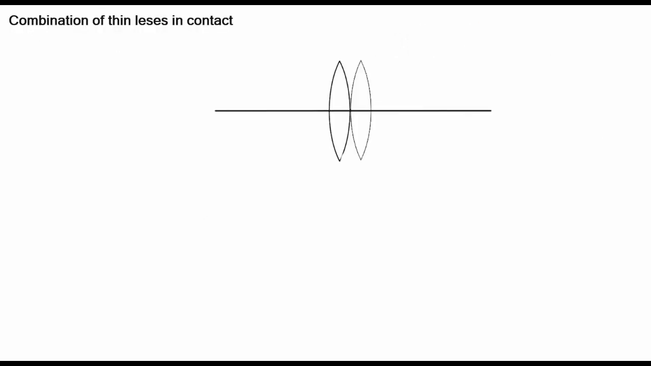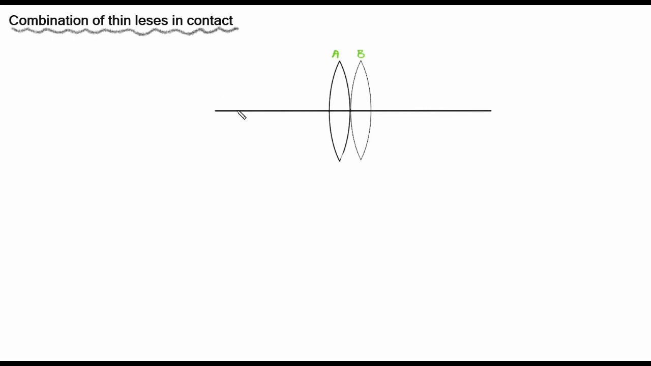Let's discuss the combination of thin lenses in contact. This question can be asked for 3 marks. They'll ask you for obtaining the focal length or equivalent focal length or equivalent power of a combination of thin lenses in contact for 3 marks. Okay, so as you can see, I have taken 2 lenses A and B. Both are convex lenses and they are thin lenses and they are placed next to each other.